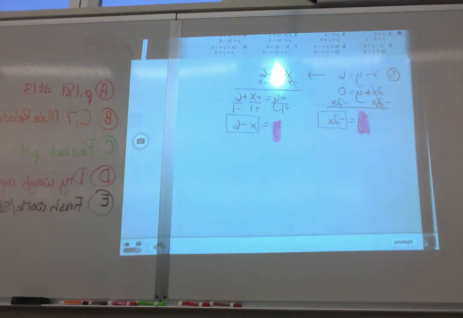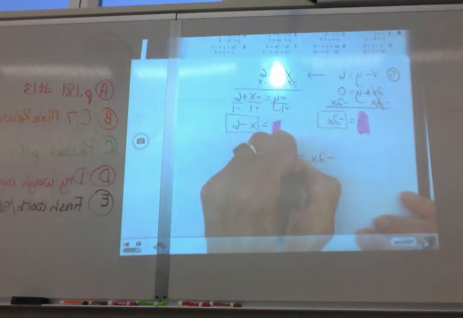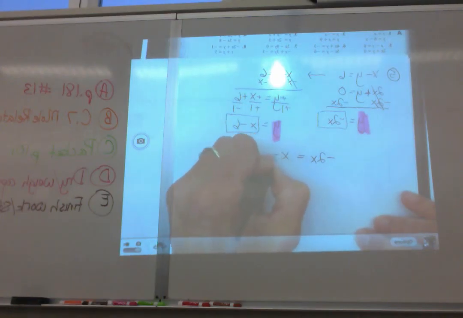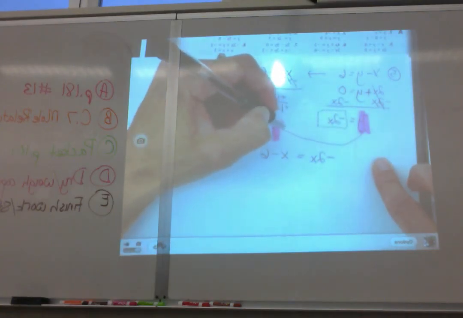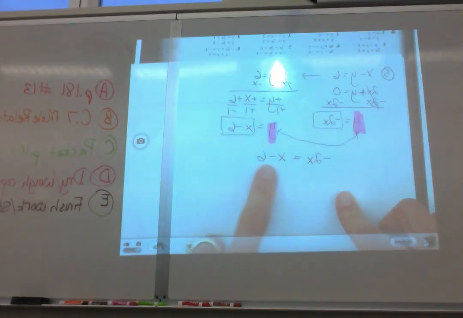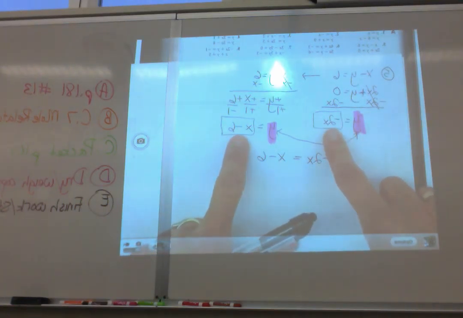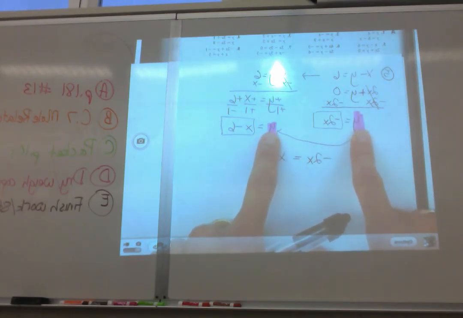What could we do with them if they're both equal to Y? Negative 2x equals x minus 6. So if this Y equals that Y, then this negative 2x has to equal the x minus 6. So we made one equation, Guillermo, where we set the 2 functions equal to each other. Because we're saying one's a Y and the other's a Y.